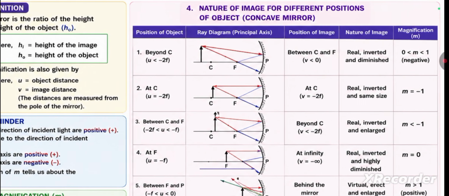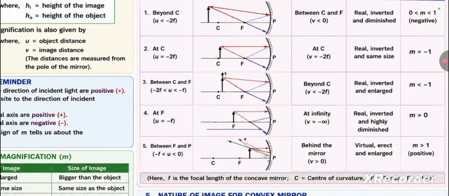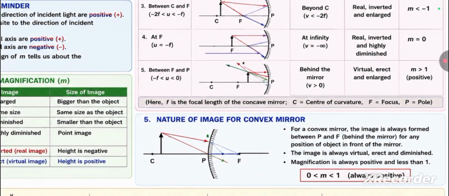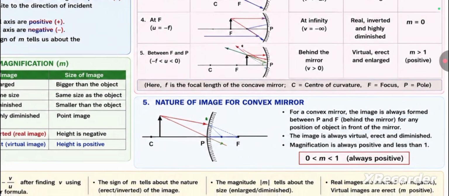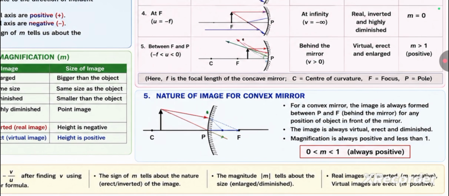So these are all ray diagrams also. Now, the nature of the image for a convex mirror. For a convex mirror, the image is always formed between P and F, that means behind the mirror. For any position of the object in front of the mirror, the image is always virtual, erect and diminished. Magnification is also always positive and less than 1, that means between 0 and 1.